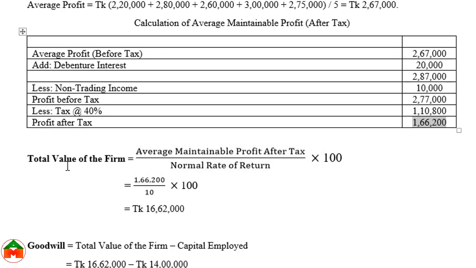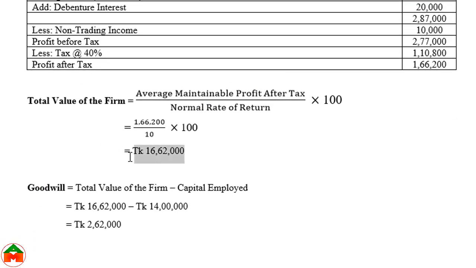Already we know that to get the value of the firm, we will apply this formula. This is the capitalization of average profit method. We can see the average maintainable profit should be shown in the upper level, then we will divide by the normal rate of return. We already know that our average maintainable profit is 1,66,200. This is the amount. Then we need to divide by the 10, then multiply by 100. So this is the value of the firm after capitalizing the average maintainable profit after tax.